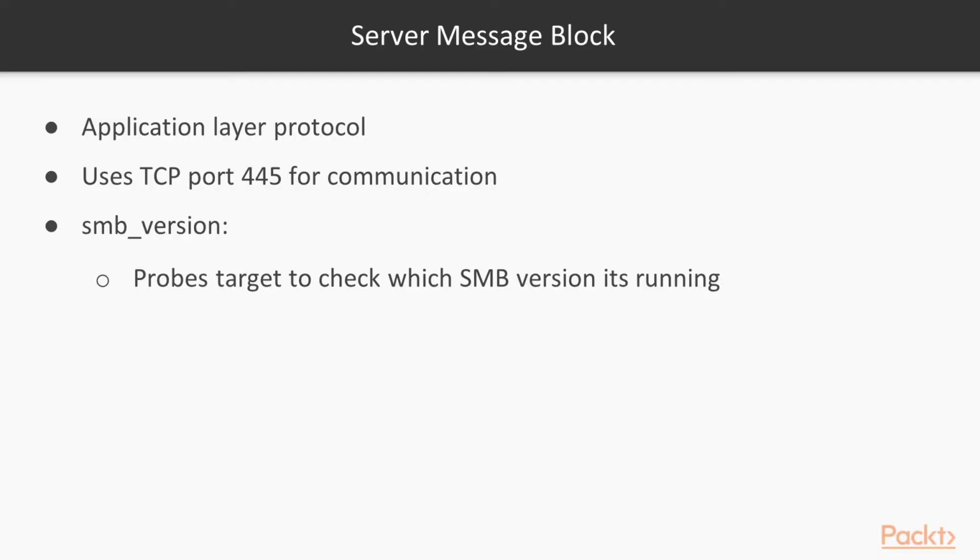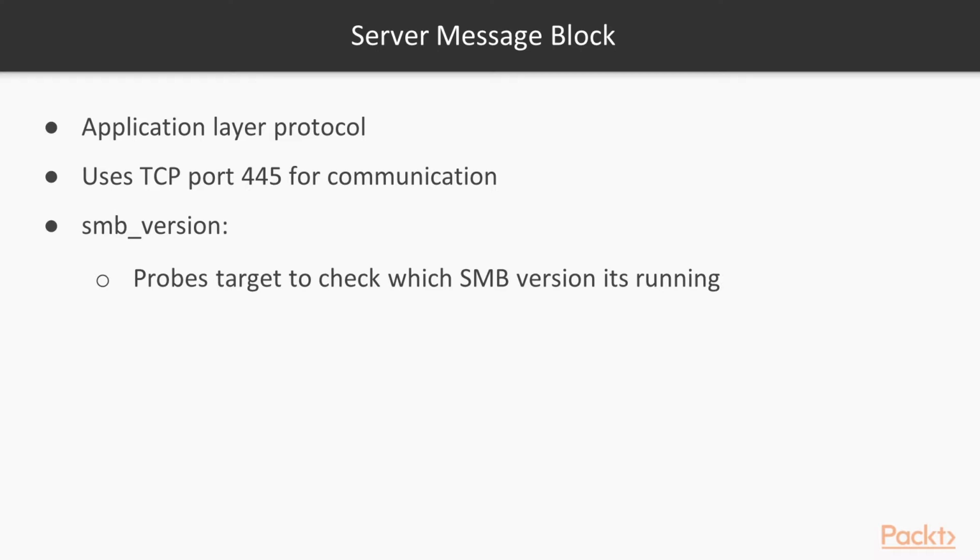Now let's explore Server Message Block. SMB is an application layer protocol primarily used for sharing files, printers, and so on. SMB uses TCP port 445 for communication. Let's look at some of the SMB auxiliaries.